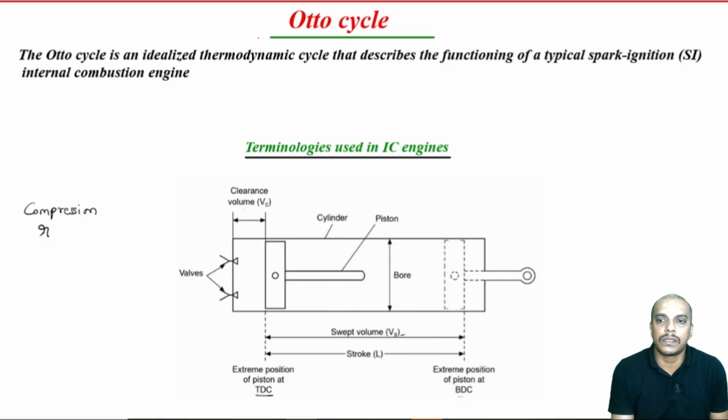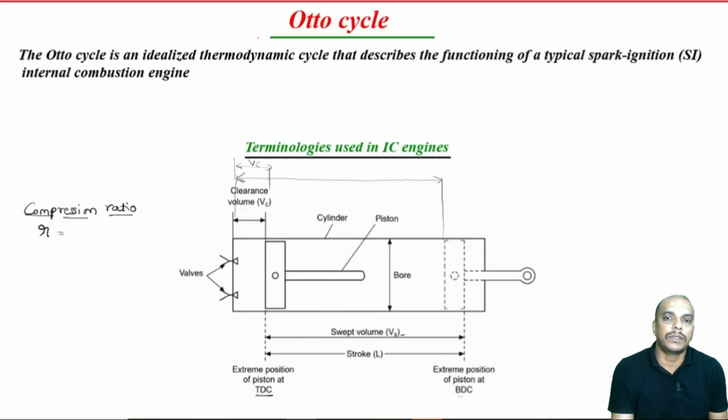Now, many use a different terminology for compression ratio, but let us keep it as R. R is our compression ratio. All right. Now, what is R? Compression ratio is based on the total volume of charge, which is our air, that is taken in. So, this is our total volume. When the valve is open, this much air or charge is taken in, and it is compressed till here, till the clearance volume.